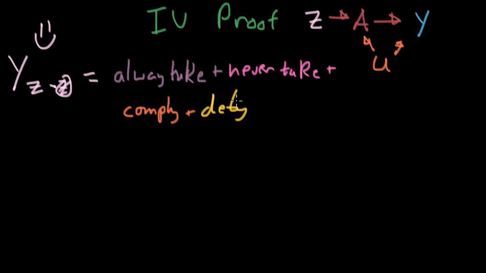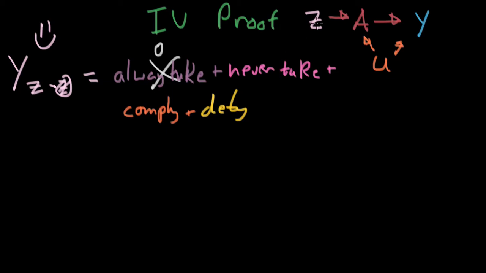But what do we know about each of these populations? We know that the always takers are always going to take A, regardless. And we know that Z's only effect on Y comes through A. This was the second assumption; exchangeability was the third assumption. So if they always take A, Z will have no causal effect on Y in the always takers. So this equals 0. For the never takers, it's the same thing.